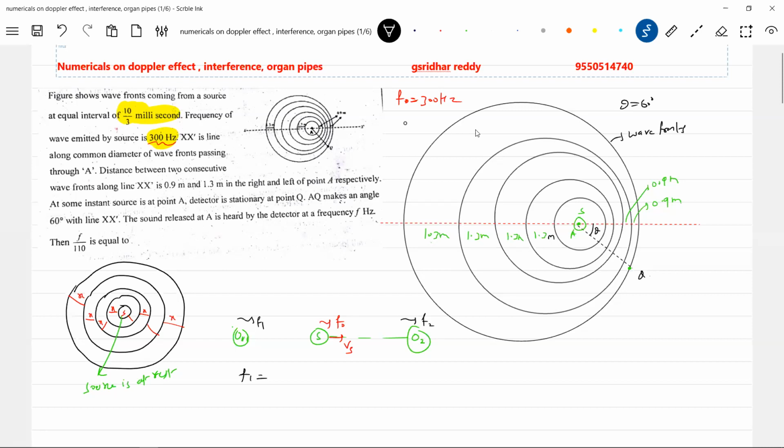F1 is equal to... the source moving away and the observer at rest. So where are those observers? I am going to put that observer over here. I am assuming it. Okay, what is F1? Doppler effect formula: V f0 by V minus Vs.